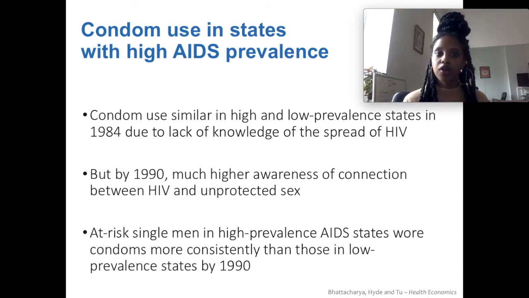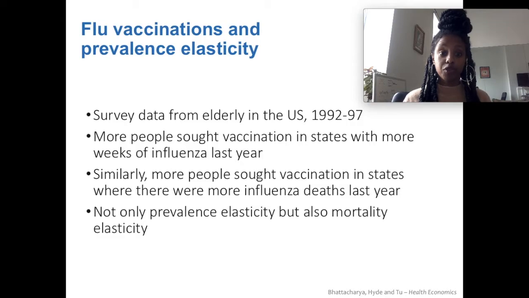Something similar happened with condom use across different states depending on their prevalence of AIDS. Condom use was fairly similar at first, like as of 1984, between high and low prevalence states. But by 1990, there was a lot more awareness of the connection between HIV and having unprotected sex. At that point, people started responding to the different rates of prevalence. At-risk single men in those high prevalence AIDS states were a lot more likely to start using condoms, and they were using them more consistently than their counterparts in a low prevalence state. So in the last 5 years of the 1980s, information began to spread, and people's demand for protection started to respond to those rates.